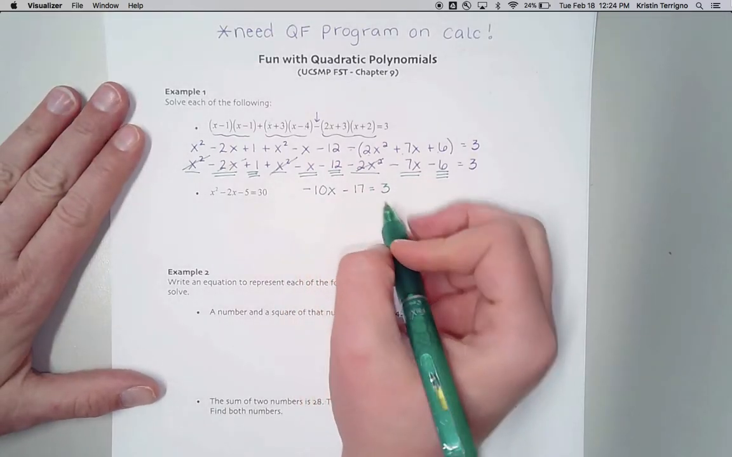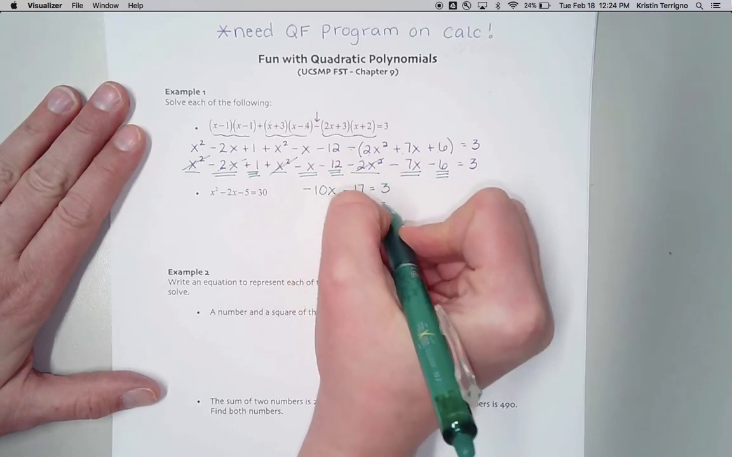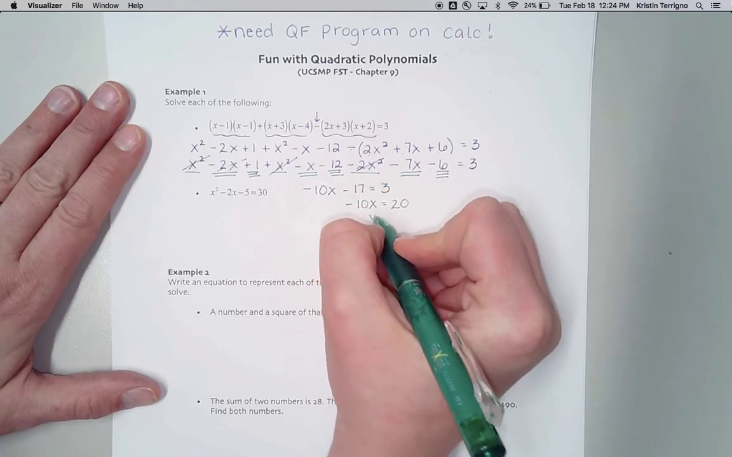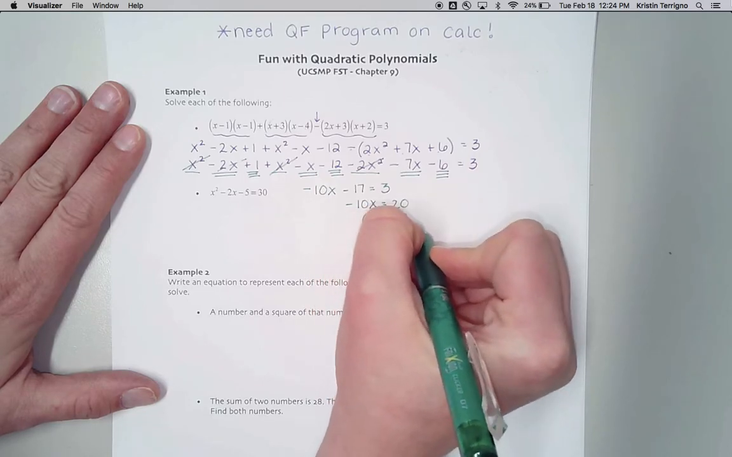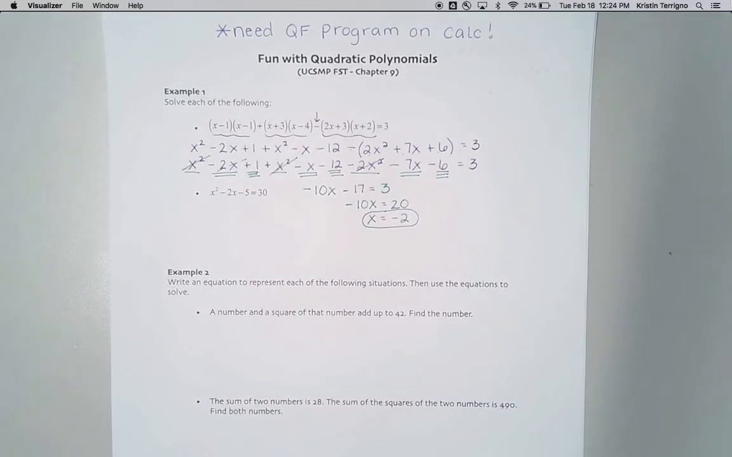So I'm going to add the 17 to the other side, and I'm going to get negative 10x equals 20. And then I'm going to divide by the negative 10, and I end up with x equals negative 2 as a final answer. And you could take that negative 2 and plug it back in up here and check and make sure it works. But it should. Mathematically, it worked out okay. So there's our answer for that first example.